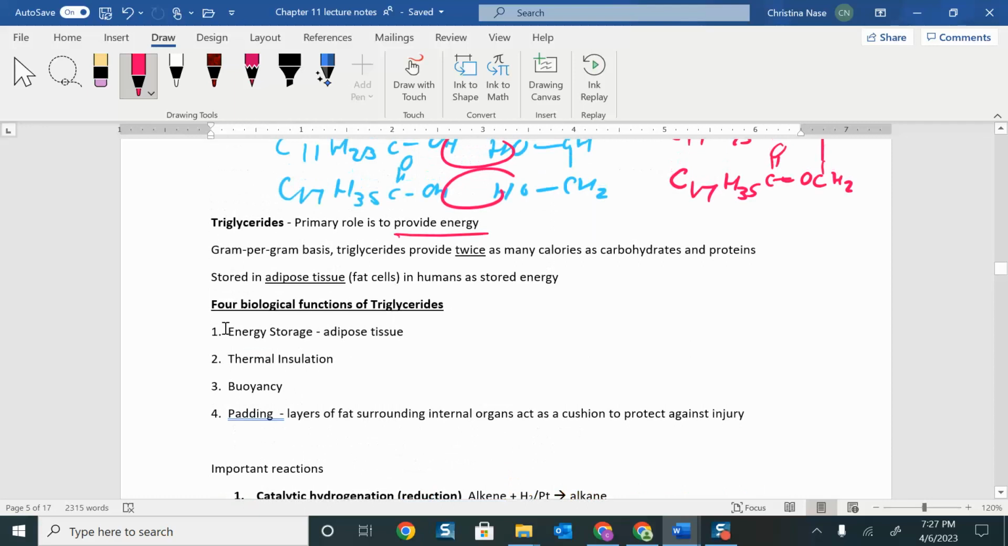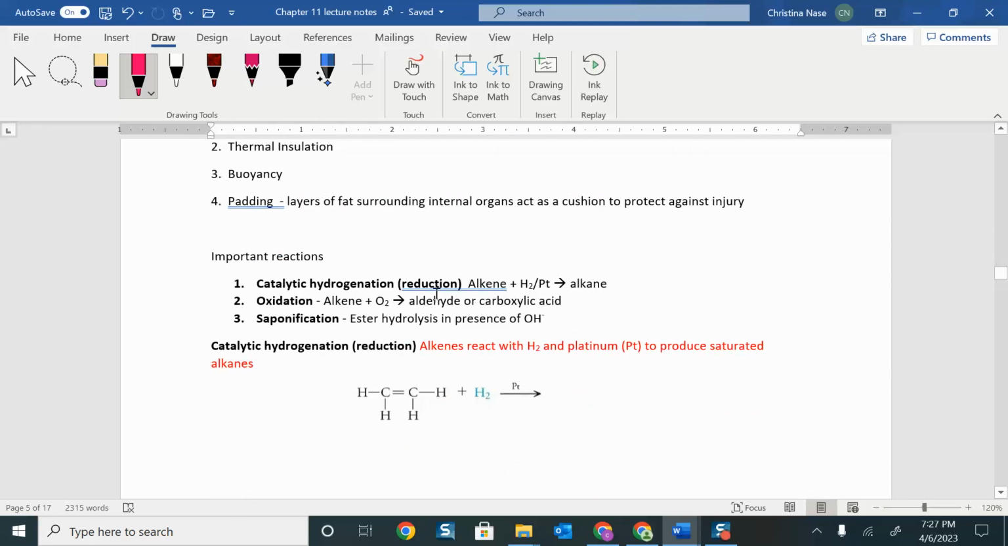So those are the four biological functions. What are some important reactions? And we've seen all these reactions before. I like the way this class is built, because you learn the general chemistry, then you learn some organic and these reactions, and then you apply those same reactions. We've seen hydrogenation, we've seen oxidation, and saponification is just a hydrolysis reaction under basic conditions. So we've seen these three important reactions before. Now we're going to apply them to some biochemical compounds, so in this case, lipids.